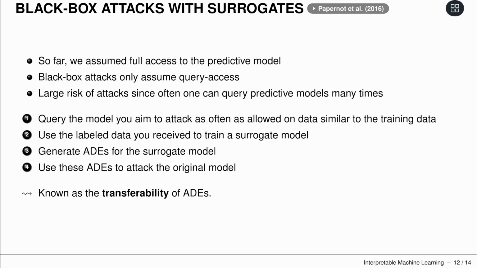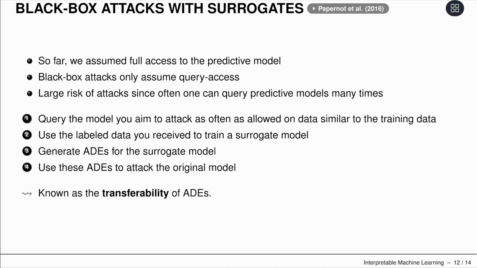So we already started to talk about black box attacks, and there's also a way to do this with surrogates, which goes back to 2016. Let's say we have only query access. We can only get certain predictions for certain inputs, but we don't have the internals of the models. And that's often the case in applications, right?